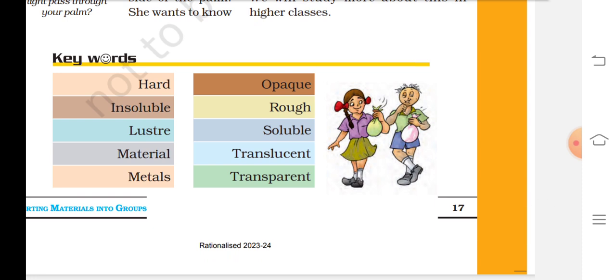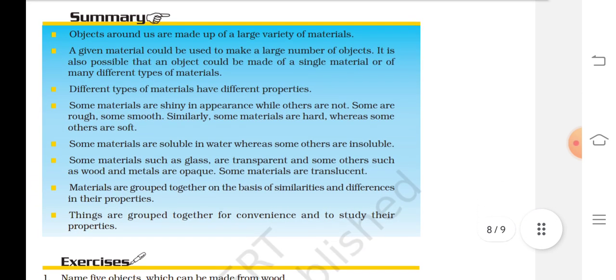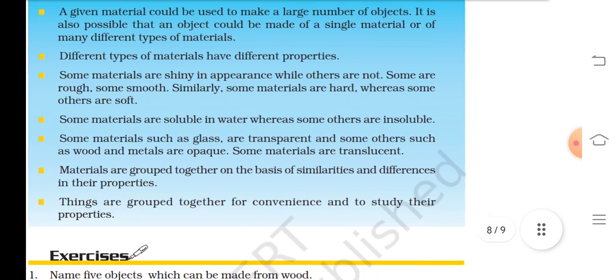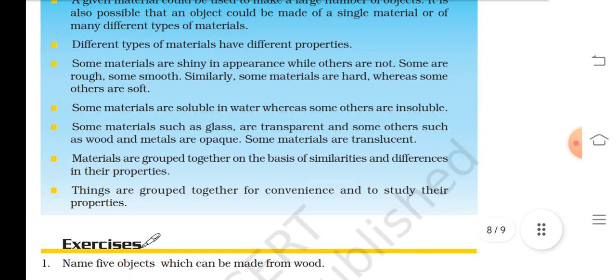Hard, soft, rough, lustrous, soluble, insoluble, translucent, opaque and transparent. Objects around us are made of a large variety of materials. A given material could be used to make a large number of objects. It is also possible that an object could be made of a single material or of many different types of material. Different types of material have different properties.